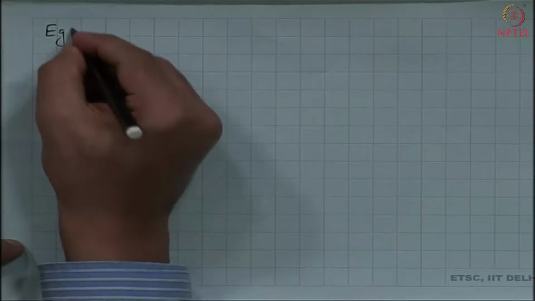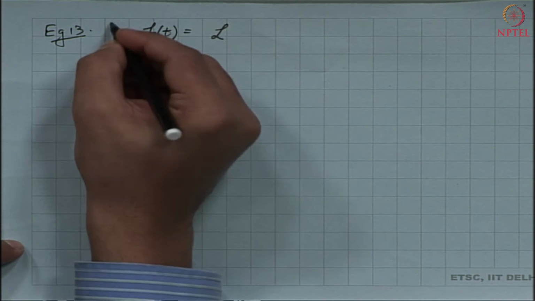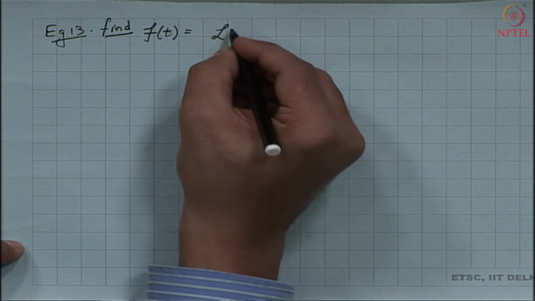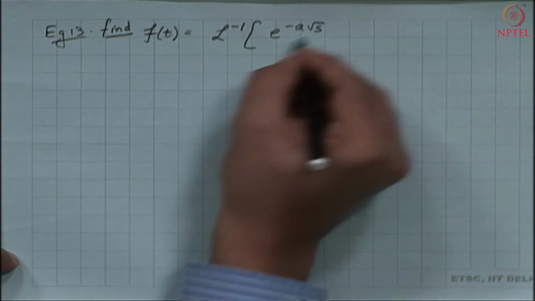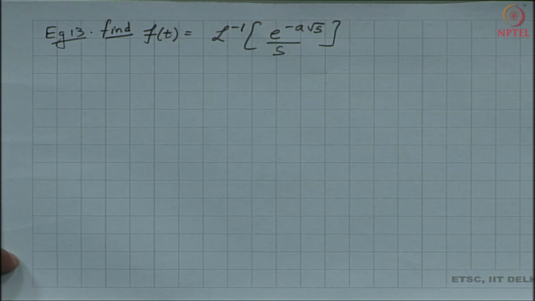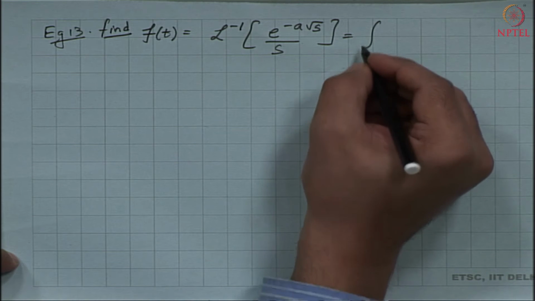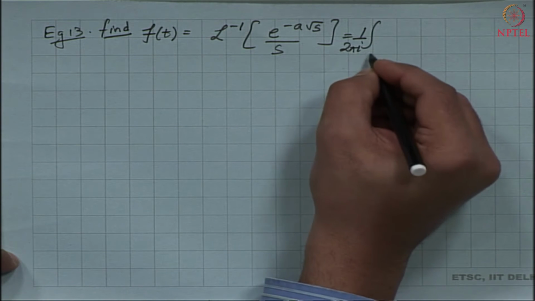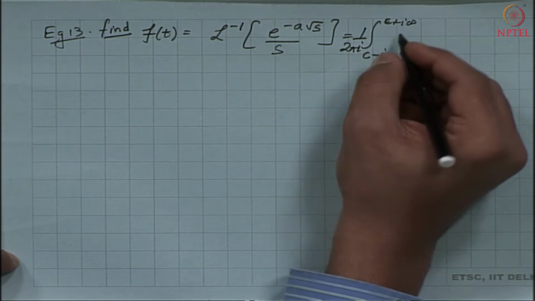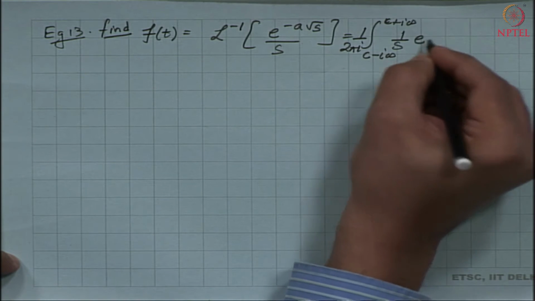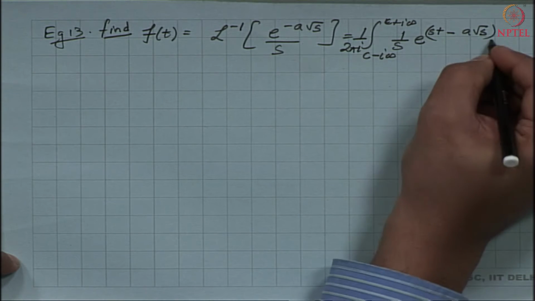Now, let us show a bit more complicated example of this inverse. So, here is one scenario: I need to find the Laplace inverse of this function, e to the power minus a square root s, by s. So, of course, this is the standard integral that we have to evaluate: 1 by 2 pi i, c minus i infinity to c plus i infinity, and this becomes 1 by s e to the power s t minus a square root s times ds.